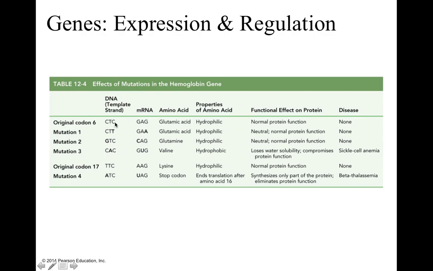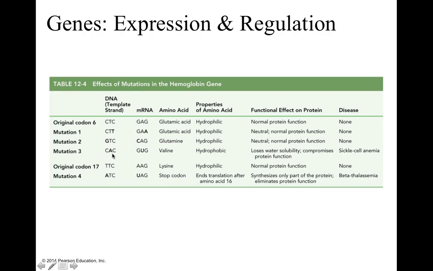So for example, if our original DNA template reads CTC, and a mutation arises that reads CTT, well now instead of GAG, we have GAA. However, GAG and GAA both code for the amino acid glutamic acid, so we have a neutral change, normal protein function. The second mutation, instead of having CTC, we have GTC. That codes for glutamine instead of glutamic acid. It is a different amino acid, but they are both hydrophilic, so it's going to be a neutral functional effect.